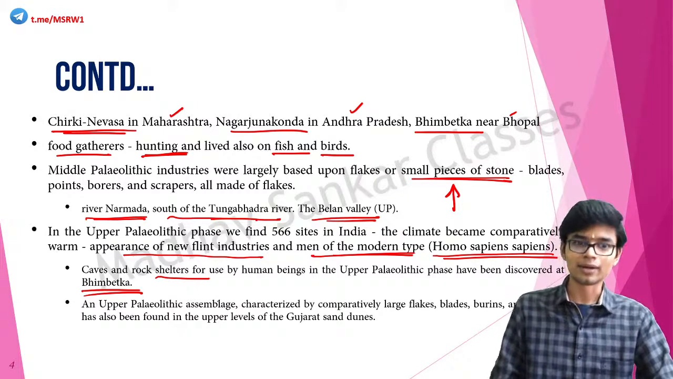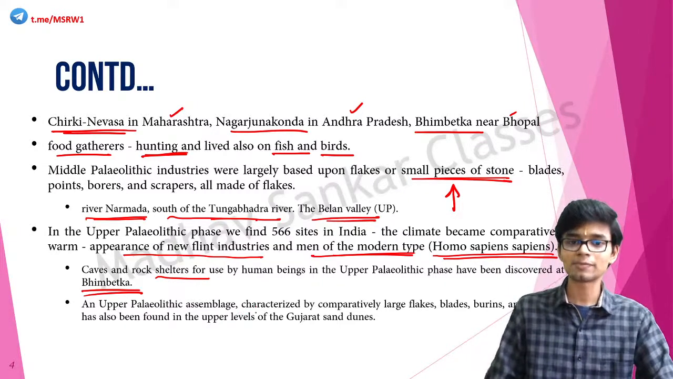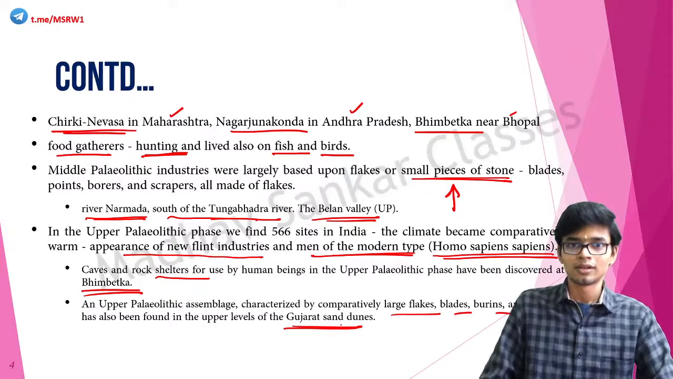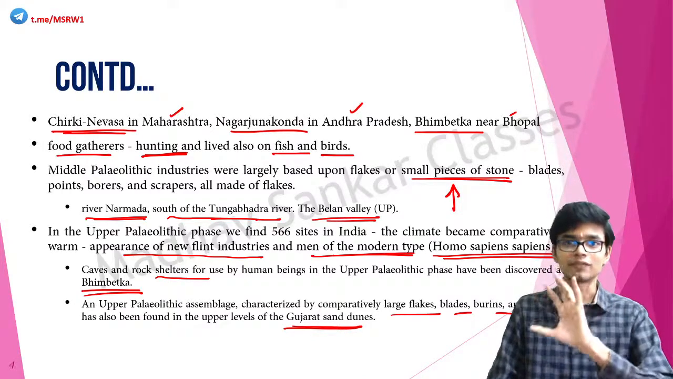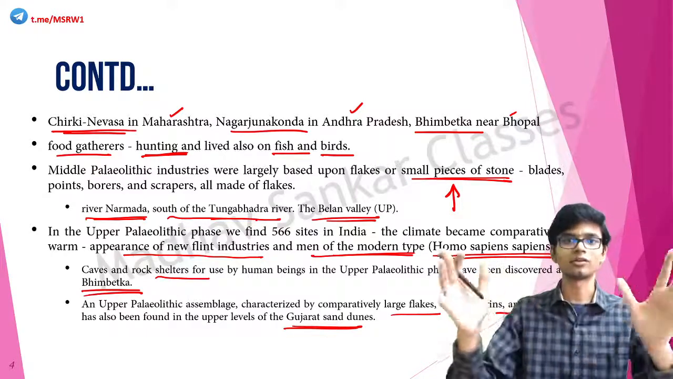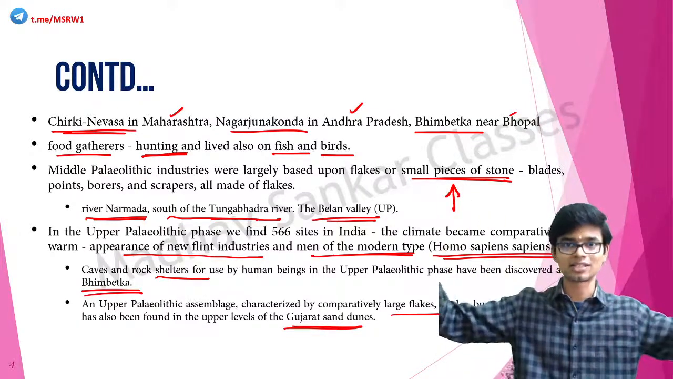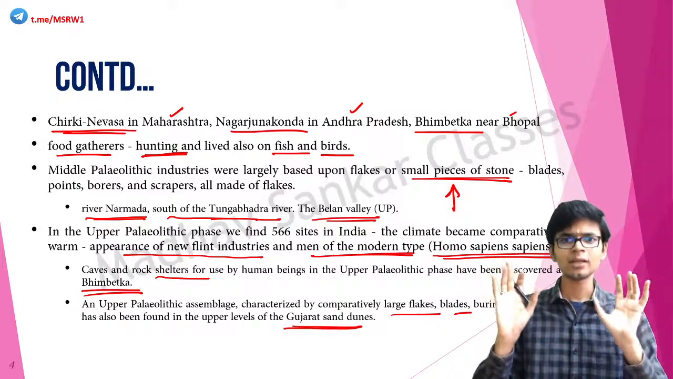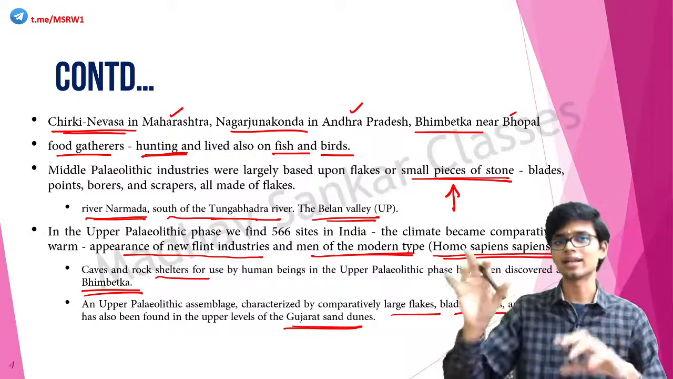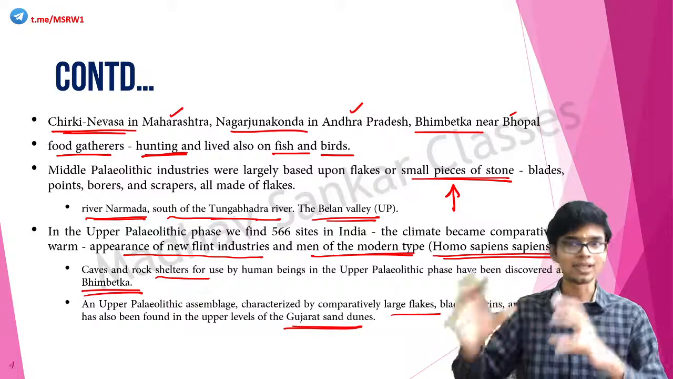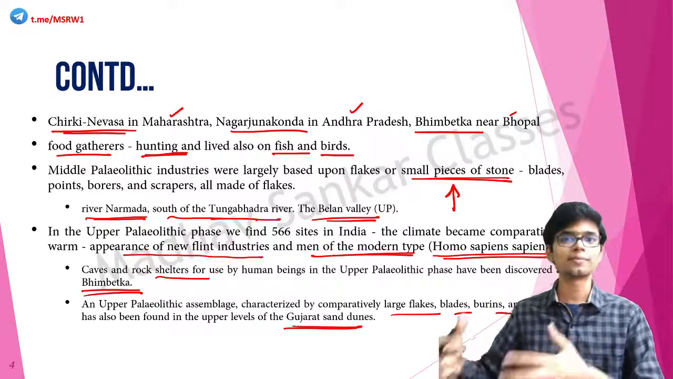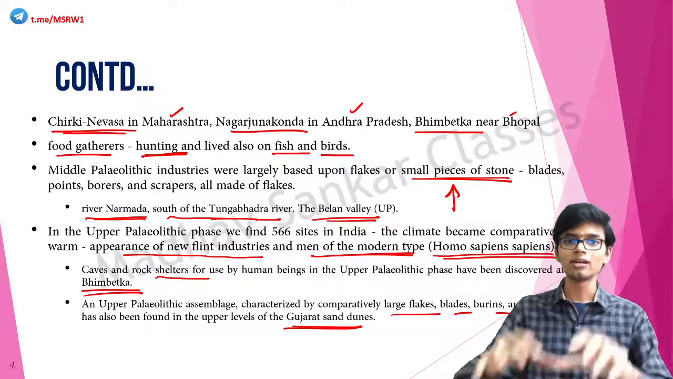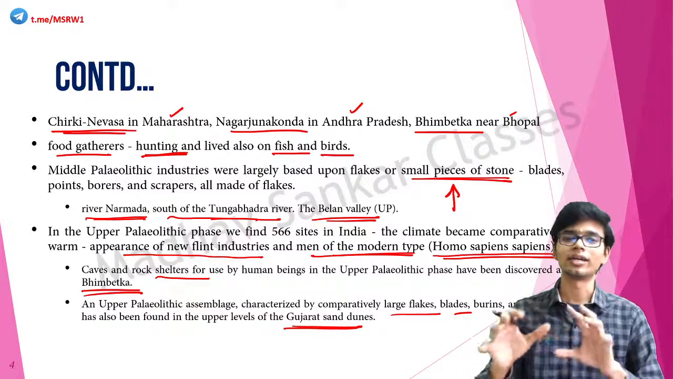Another example, an Upper Paleolithic assemblage characterized by comparatively large flakes, blades, burins, scrapers, etc., has been found in Gujarat also. So in different parts of the country, we find sites that deal with all these things. It has nothing to do with the Indus Valley Civilization or anything organized like that, but we find evidence of these kinds of sites here and there. So it means that the modern man, Homo sapiens sapiens, lived in all these parts of the country in these time periods.